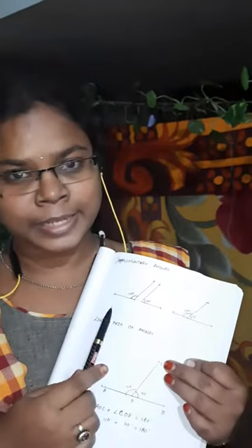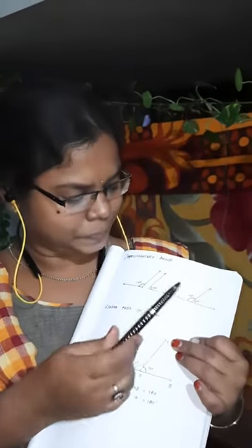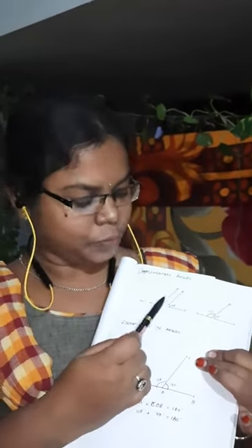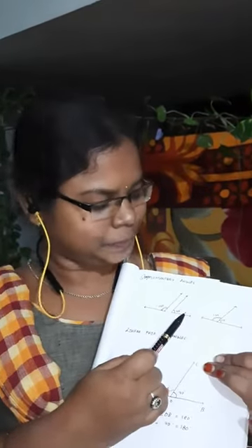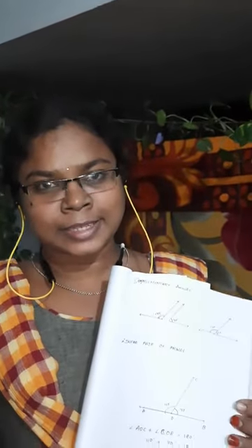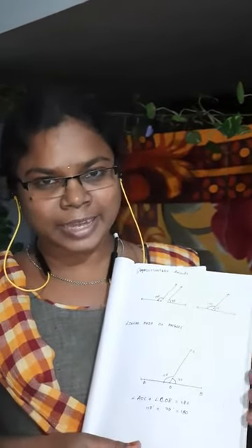When the sum of two angles is 180 degrees, then the angles are supplementary angles. This is 140 degrees and this is 40 degrees. The sum of 140 degrees and 40 degrees is equal to 180 degrees, forming a straight line, so they are supplementary. And here this angle is 120 degrees and this is 60 degrees. The sum of 120 plus 60 is equal to 180, forming a straight line, so both angles are called supplementary angles. When the sum of two angles is 360 degrees, then those angles are called conjugate angles.